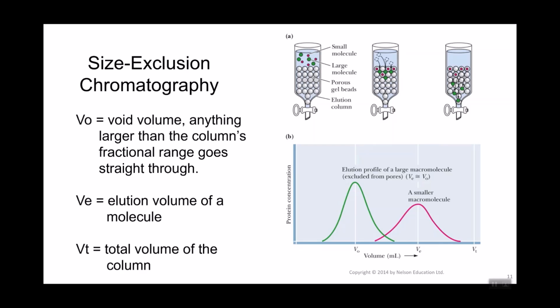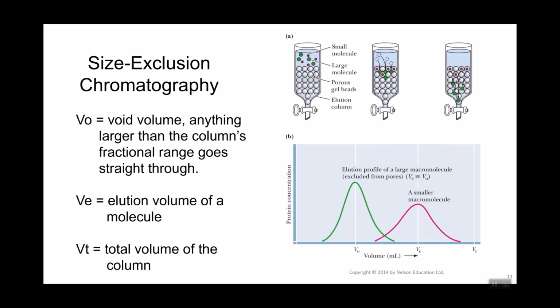When you are picking a column, you would look for a size of beads that would separate and elute your protein of interest between V0 and VT. And you can see that the elution of molecules may happen over a range of volumes. It's the area under this curve that would be the total amount of protein coming off of that column at any given point.